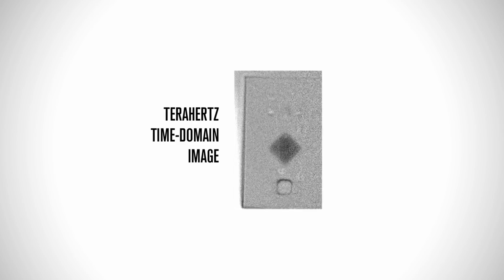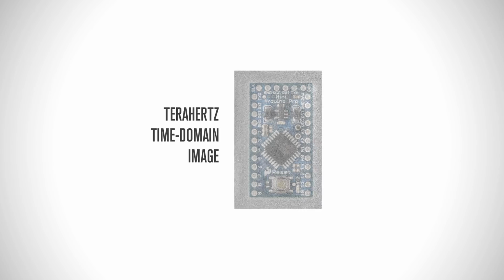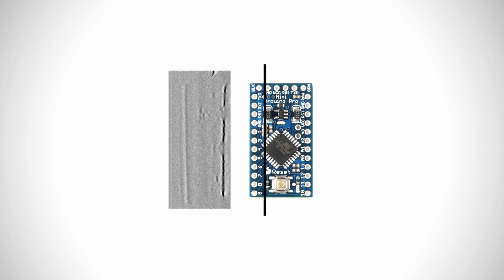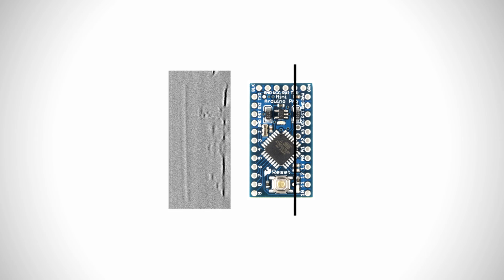For example, this small circuit board can be imaged clearly through plastic. The resulting dataset consists of a time domain signal for each pixel, enabling depth information to be extracted from the interior of physical objects.